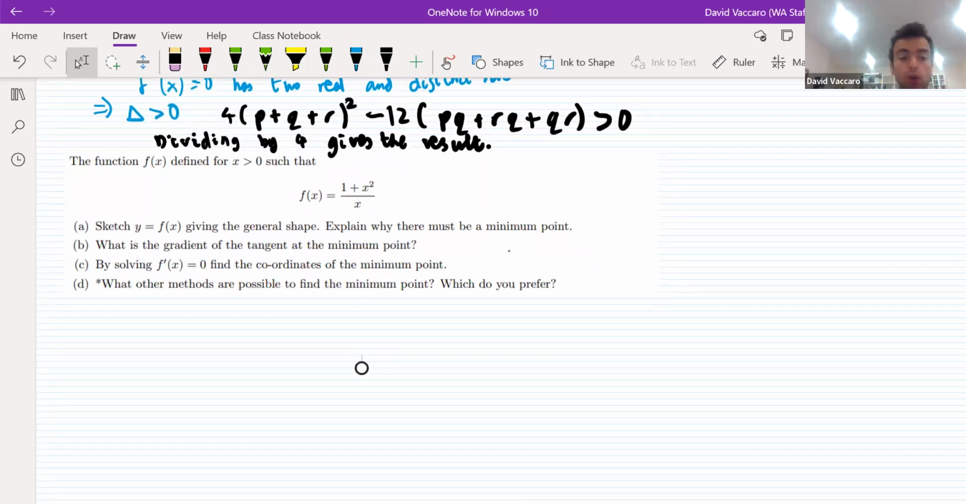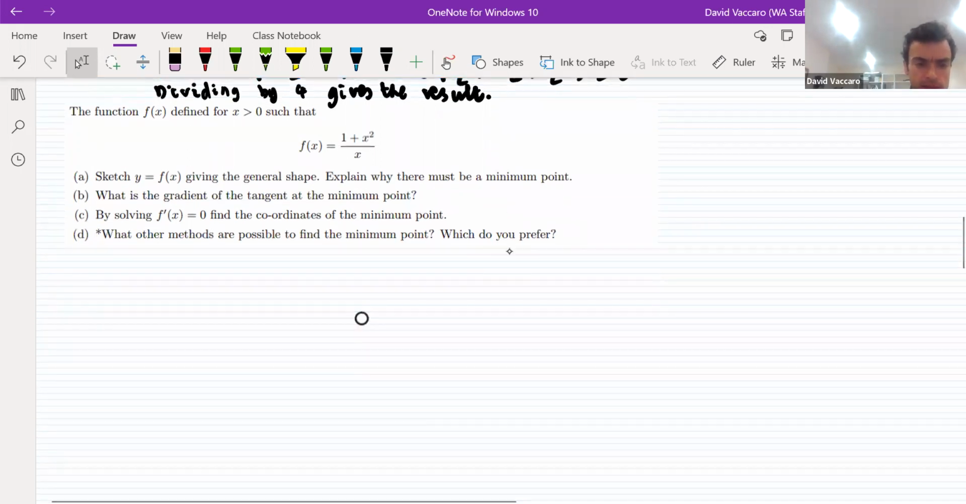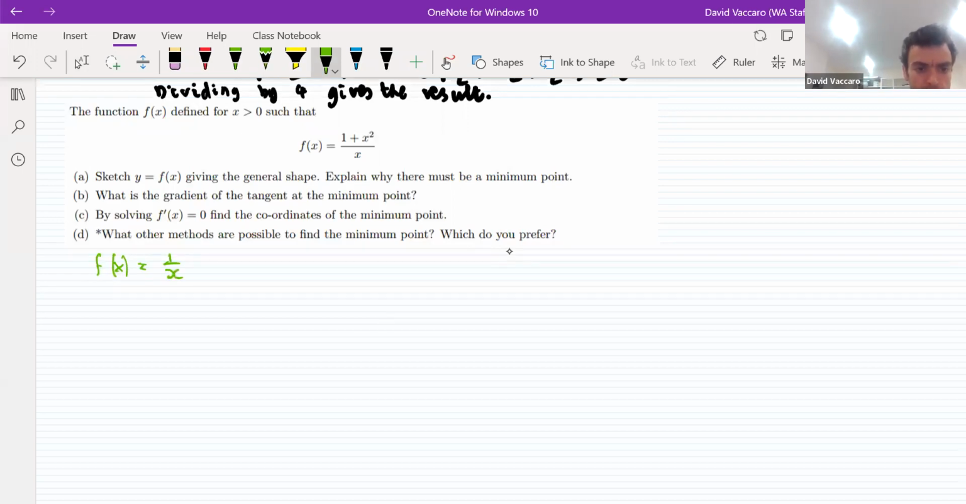I won't spend too long on this question. I really want to focus on part D. So it says the function f of x for x greater than 0 is defined such that f of x equals (1 plus x squared) over x. So we can write f of x as 1 over x plus x.